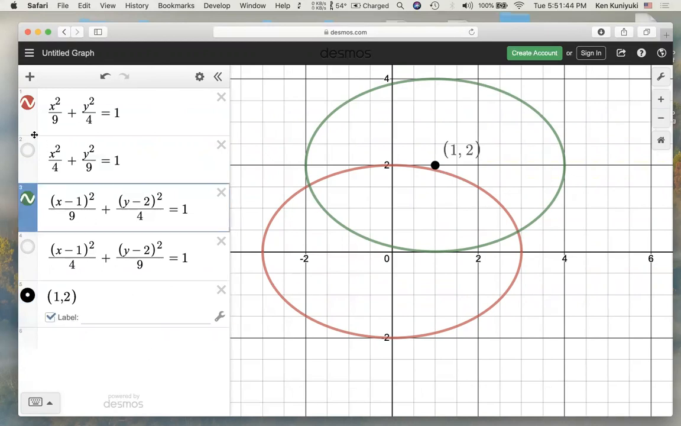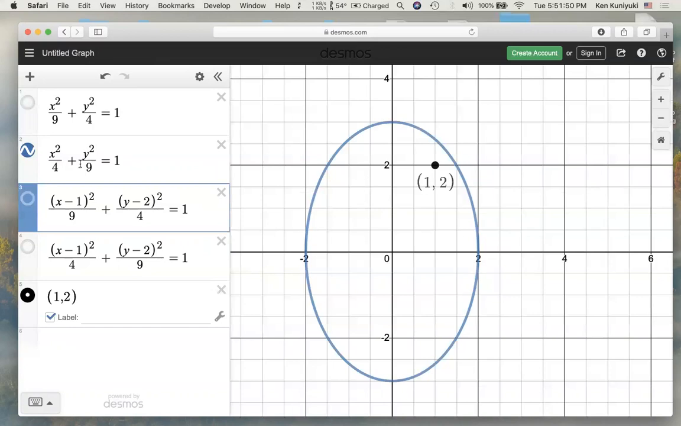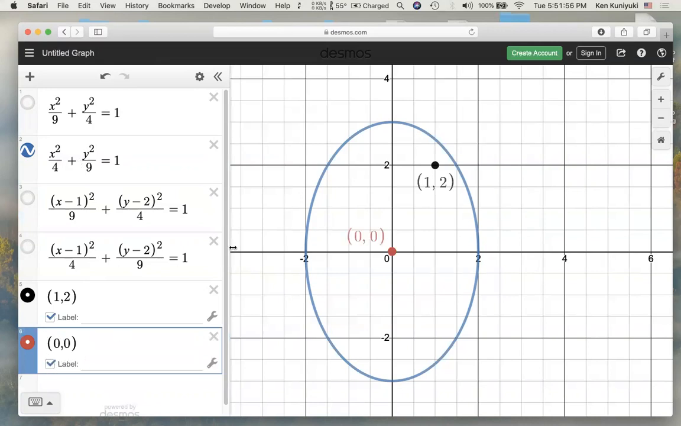Now what about the ellipse in blue? That centers at the origin, 0, 0. What if we want to move this ellipse, translate it so the new center is 1, 2? Well, once again, going from the blue marked ellipse here, we substitute x with x minus 1, substitute y with y minus 2, and we move the center from the origin to 1, 2.